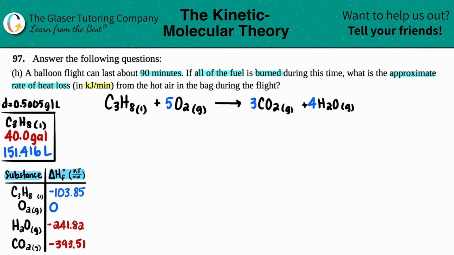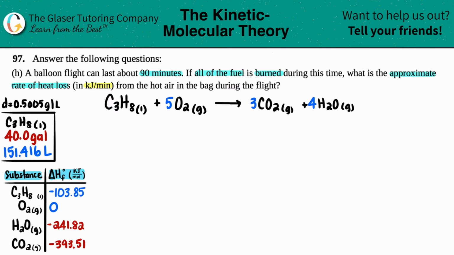Okie dokie. So when it comes down to it, all they're asking for is the approximate rate of heat loss. Now, for this one, it's letter H, so it's gotta be a little bit tricky, right? So I want to give you a heads up. All they're asking for is the approximate rate of heat loss, and they gave us the units. Always use the units to help you out.